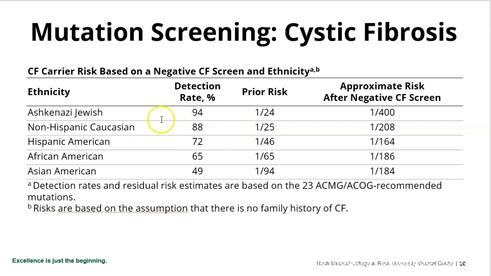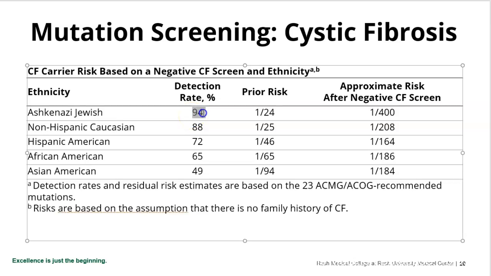But I just want to kind of go over this as far as mutation testing and what that means if you have carrier testing. So if we look for individuals of Ashkenazi Jewish descent, 94% detection rate. If we do mutation testing, so the prior risk is 1 in 24, but it goes to 1 in 400, so it like really drops a lot. Whereas Caucasians, it's only 88%, so we drop half the amount, just this 94 to 88% detection rate. Hispanics, only 72% detection rate. So the prior risk is 1 in 46, only drops to 1 in 64.